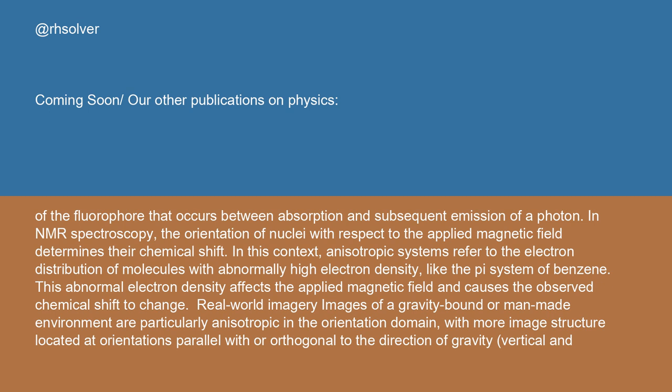In NMR spectroscopy, the orientation of nuclei with respect to the applied magnetic field determines their chemical shift. In this context, anisotropic systems refer to the electron distribution of molecules with abnormally high electron density, like the pi system of benzene. This abnormal electron density affects the applied magnetic field and causes the observed chemical shift to change.